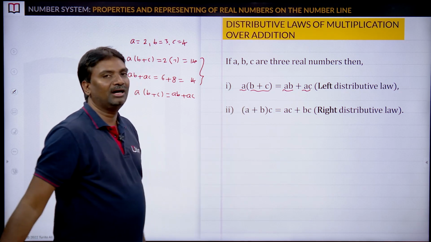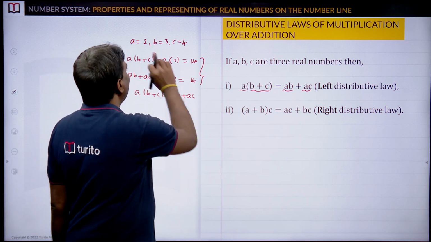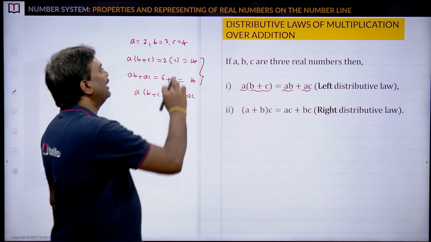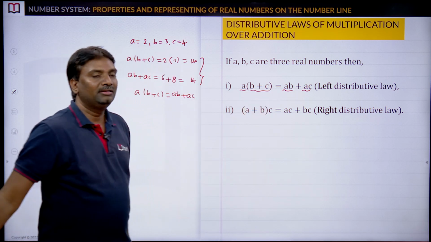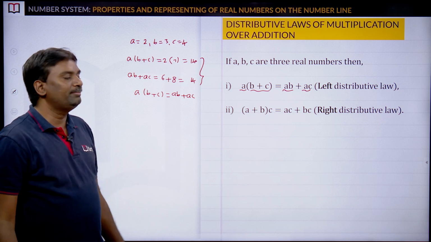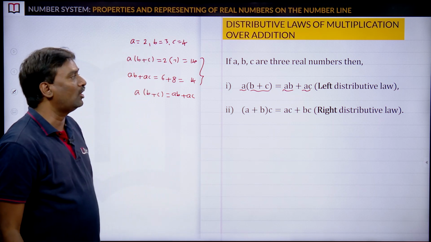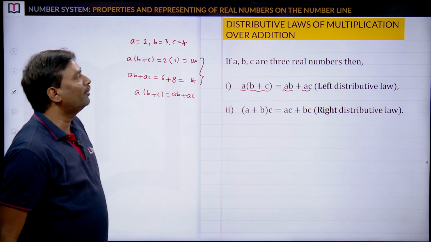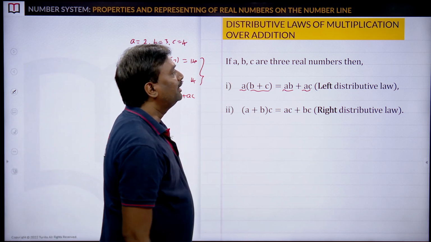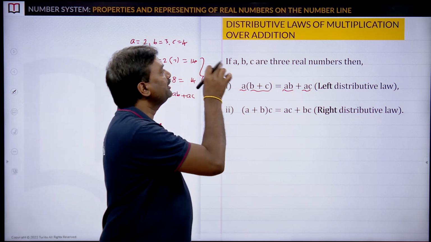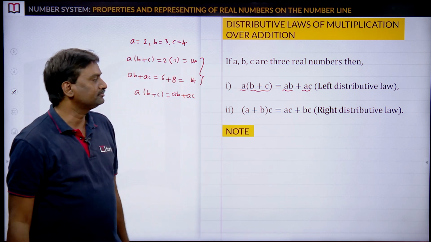Similarly, you can check the right distributive law by writing 2 in place of A and 3 in place of B. After that, you can multiply by 4 and do the RHS, AC plus BC. In this case also, you will get both LHS and RHS equal. So, these two properties are known as distributive laws or distributive properties of multiplication over addition.